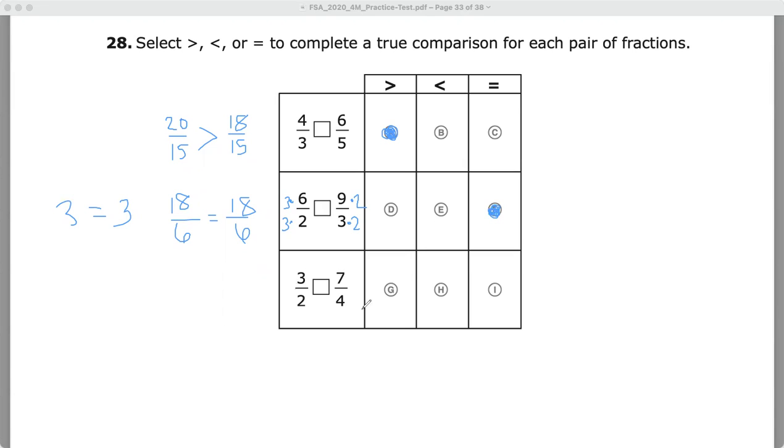Okay, so this next one, we will definitely have to get a common denominator. We could just use 4 as the denominator. So if I do 2 times 2 is 4, and then multiply the numerator by 2, 2 times 3 is 6. And then we have 7 over 4. So 6 over 4 is less than 7 over 4.